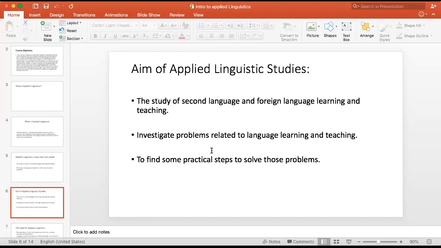When we say that applied linguistics is used to answer some practical language problems, we mean that it should come up with certain solutions also. That is sometimes not the aim of theoretical linguistics, but in applied linguistics, we usually come up with problem solving. Applied linguistics is problem solving, in other words.